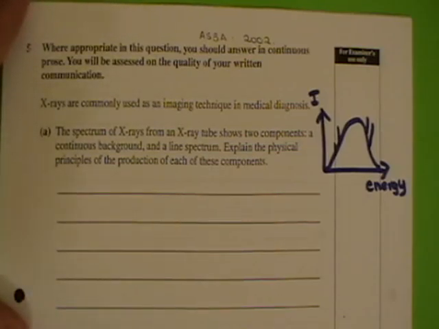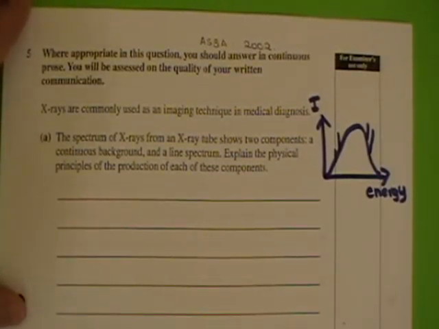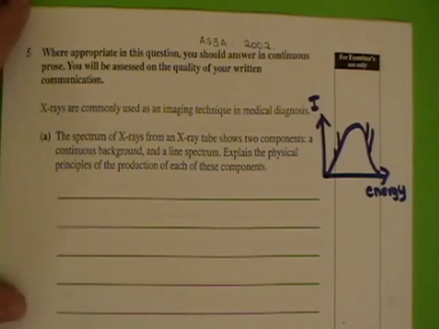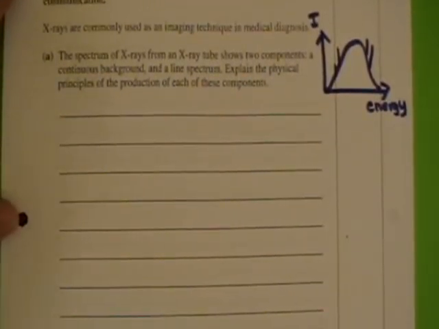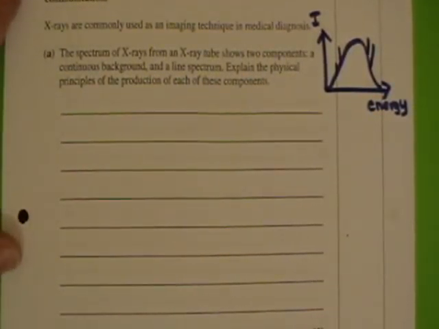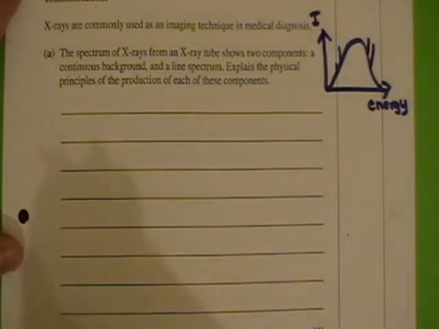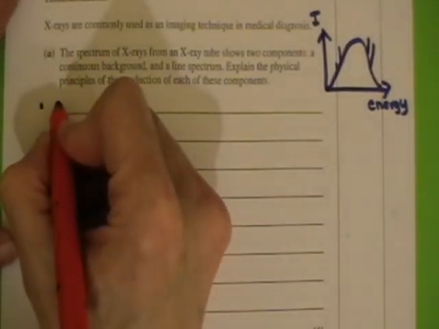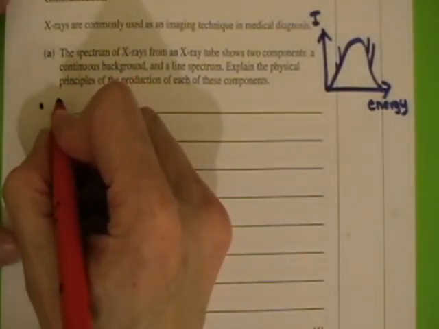Explain the physical principles of the production of these two components, and there's 5 marks. Now, I think there would be 2 marks for the first part and 3 for the second. Again, I don't have a mark scheme for this particular year, so that's why I'm going to divide up the answers. So first thing is explaining how X-rays are actually produced. Again, you've met this before, and you will meet this question again.